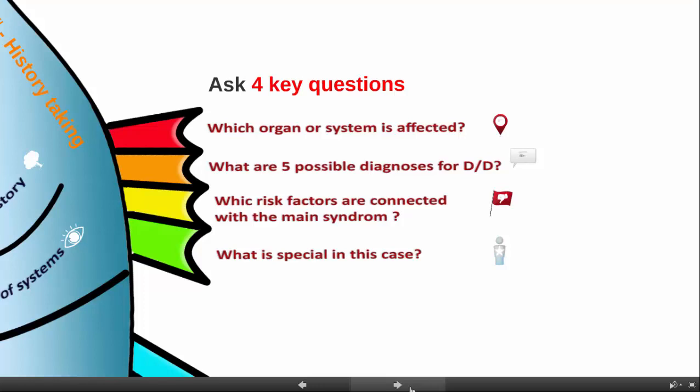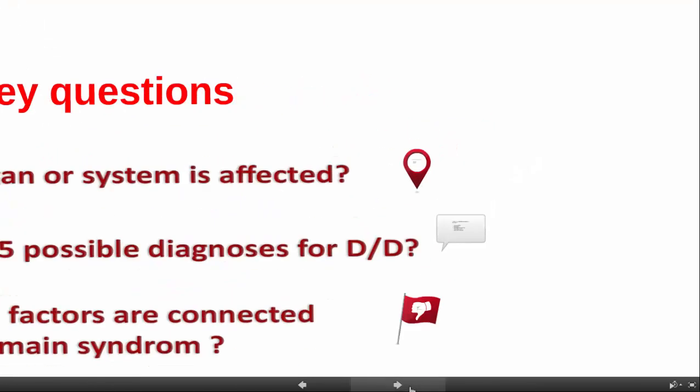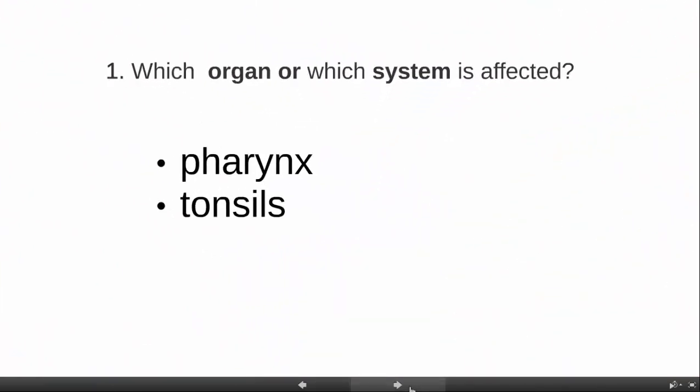So let's think about the first question. Let's answer the first question. Which organ or system is affected? In our case, we think that it may be the pharynx or tonsils.